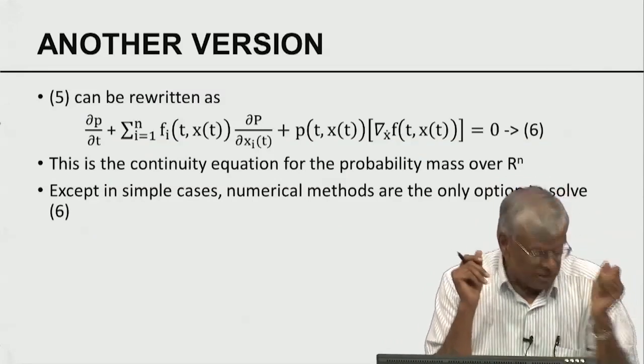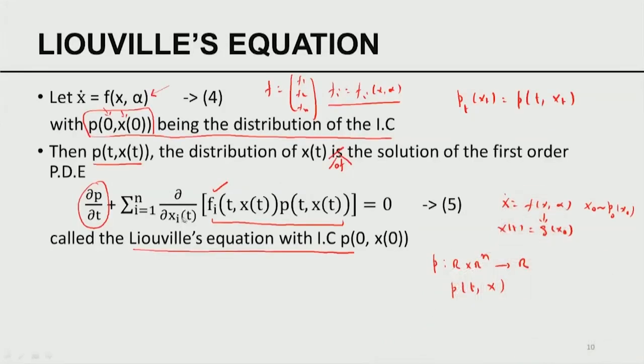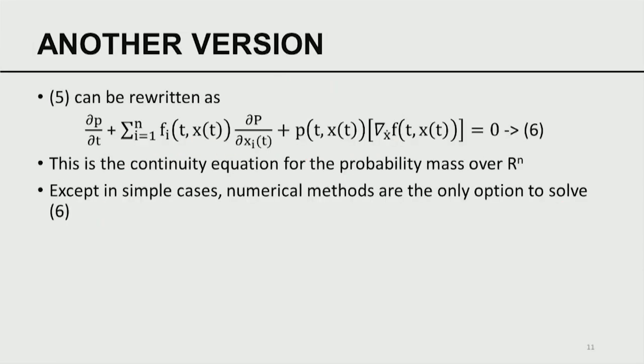There is a way to rewrite this. I can do the differentiation on the second term, and I can readily write this equation as equation 6. This equation is called the continuity equation for the probability mass. I have already discussed that. Again, I want to re-emphasize, except in simple cases, numerical methods are the only option to solve 6.